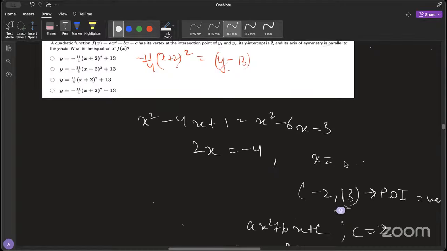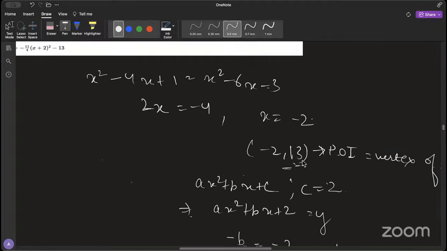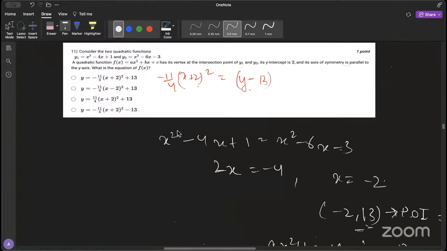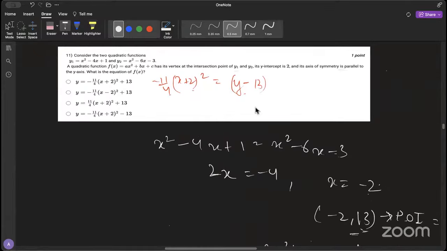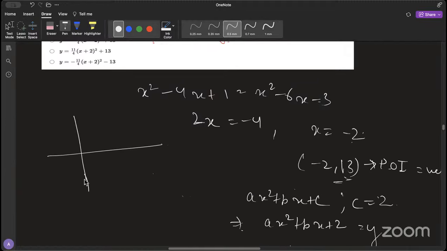So this is -2 and this is your y-intercept. Okay, your vertex is (-2, 13). -2 here and 13 here. That means it's here.